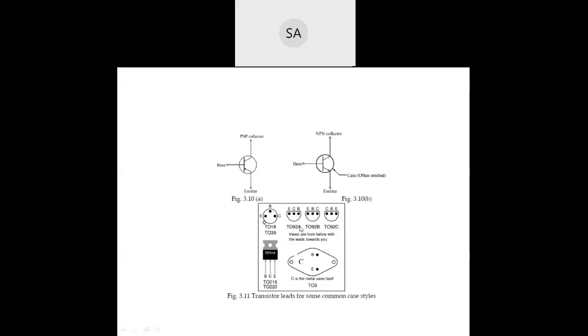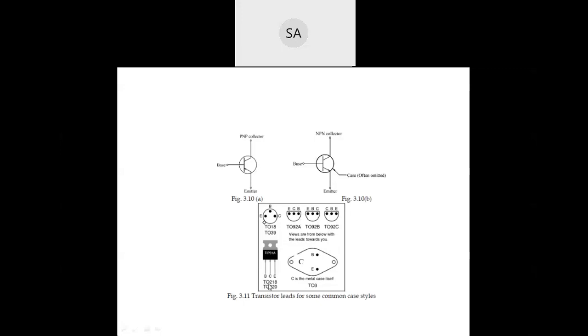So here it is. First one is emitter, collector, base. And here it is emitter, base is coming to the middle and collector. And collector is first, base is middle and emitter is last. So depending on the number, we can identify these terminals.